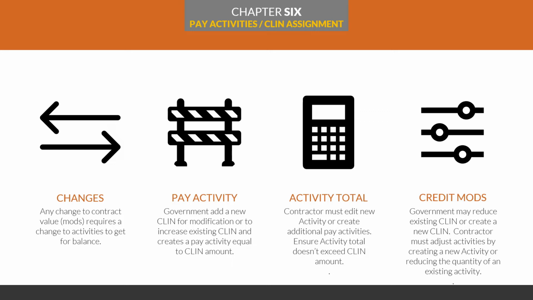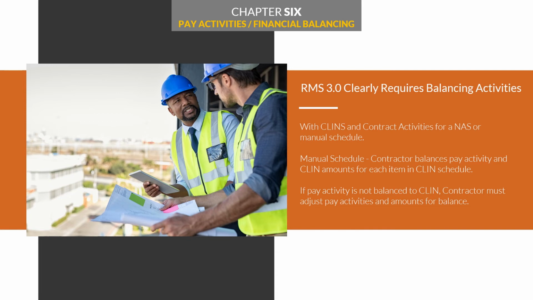The government can also reduce an existing CLIN or create a new CLIN. After the government is done, the contractor will need to go into RMS and adjust the activities by either creating a new activity or reducing the quantity of the existing activity. Again, it's all about balance. The contractor must balance the pay activity and the CLIN for every item on the CLIN schedule.